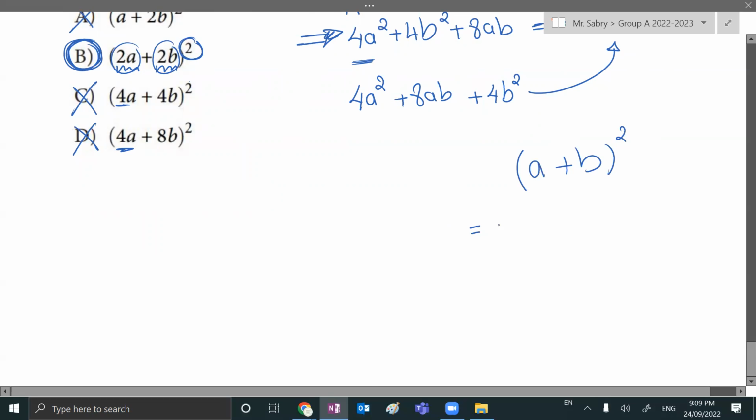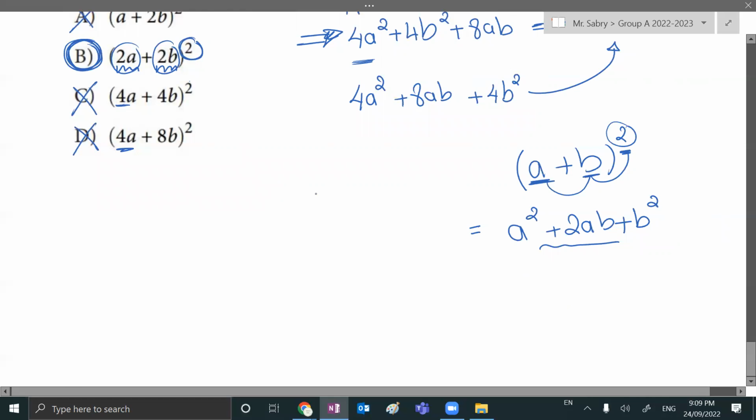By... you forgot. We put the first one to the power of 2, and then we leave some space, and then we put the second one to the power of 2. And in the middle, we multiply this times this times 2, not to the power of 2. So it becomes 2ab here.